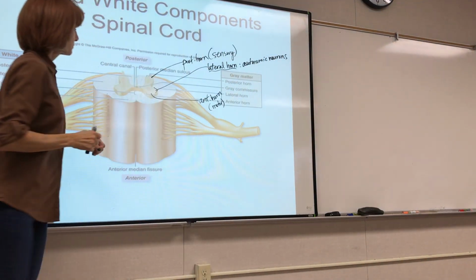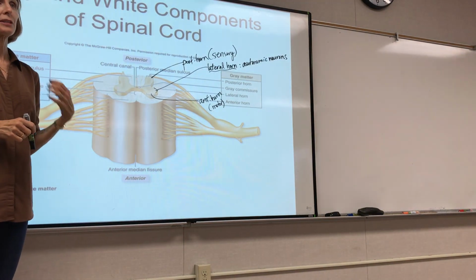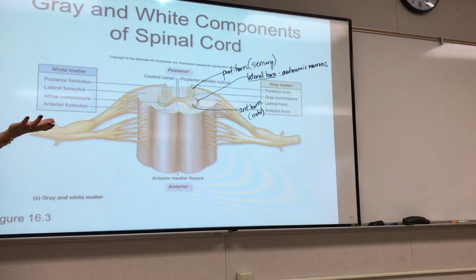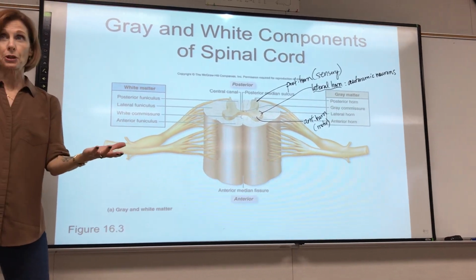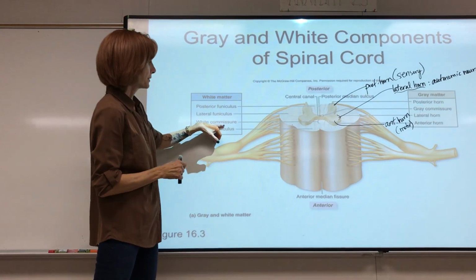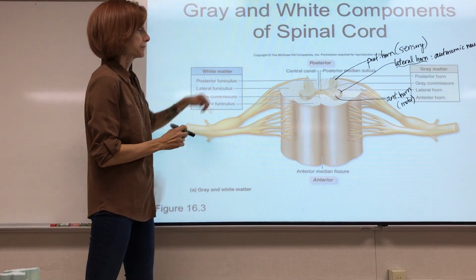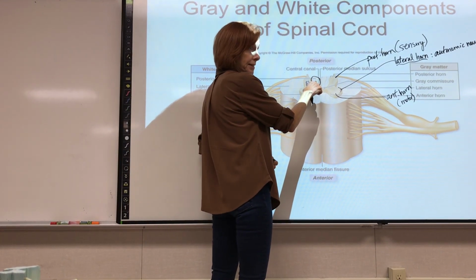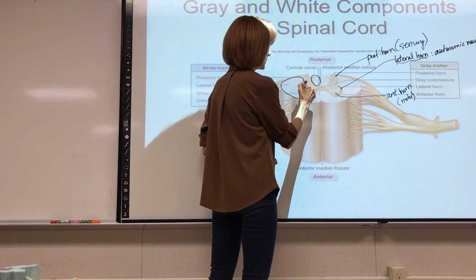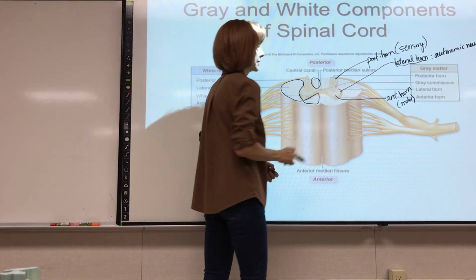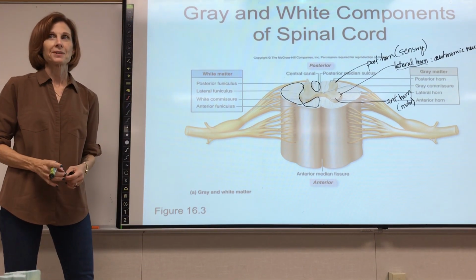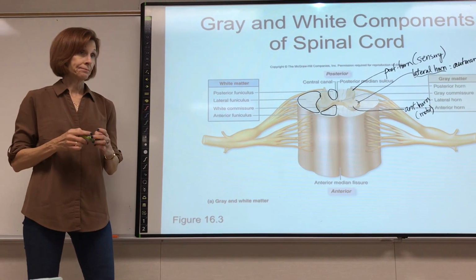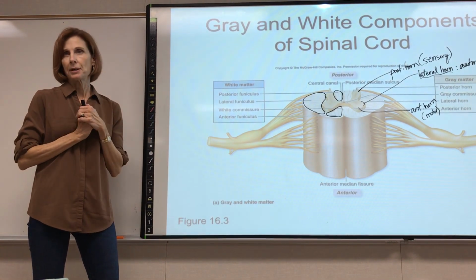These are divided into what are called funiculi. These used to be called columns, and now the terminology is changing. On your study guide, I still have the term columns there, but notice here they're calling them funiculi. Funiculus is singular, funiculi is plural. So back here, this is called the posterior funiculus. This is the lateral funiculus, and this is the anterior funiculus. Can you say column? I don't really care. I think that's still fine.